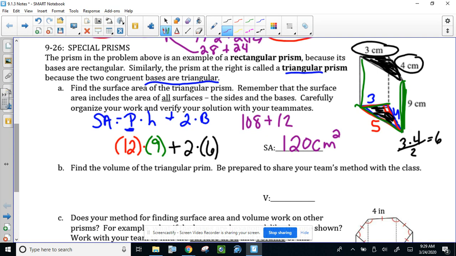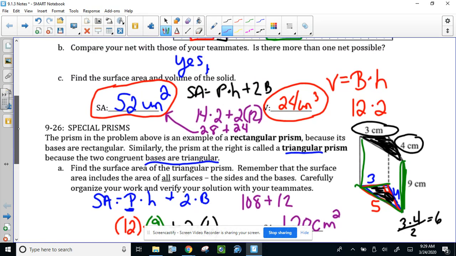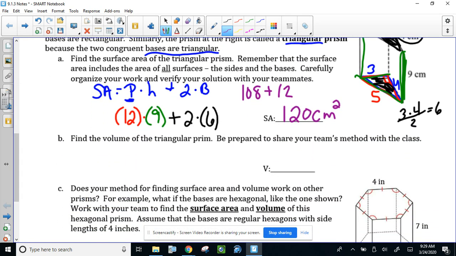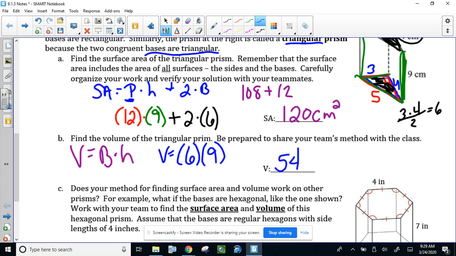Then it says find the volume of the triangular prism. Just like we did the volume before with our rectangular prism, we can say the volume is the base area times the height. The nice thing about already doing surface area is that we already have the answers for volume as well, because our base area was 6. So our volume will be our area of 6 times the height of our solid, which is 9. If we multiply those together, that gives us 54 centimeters cubed.